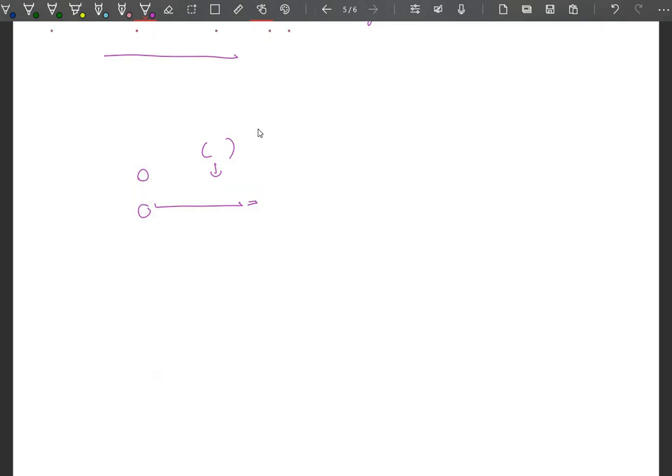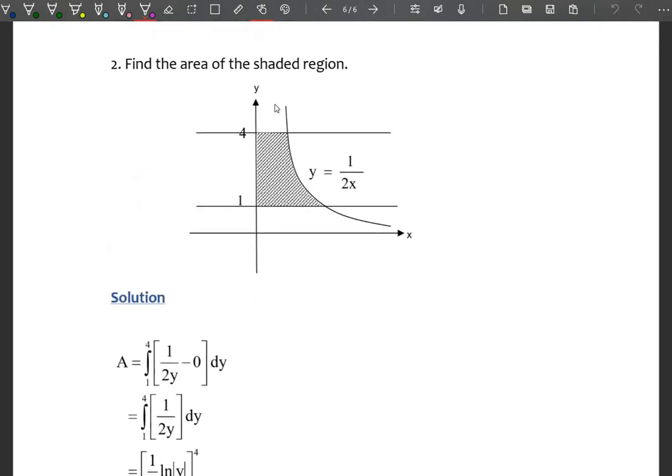The next one will be this question. You want to find the area of this shaded region, which means this also we need to do right minus left. If you want to do top minus bottom, you need to find it twice.